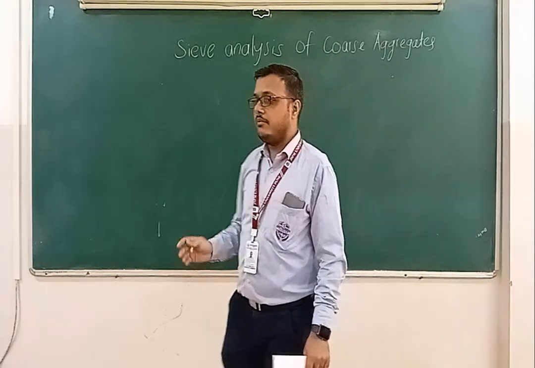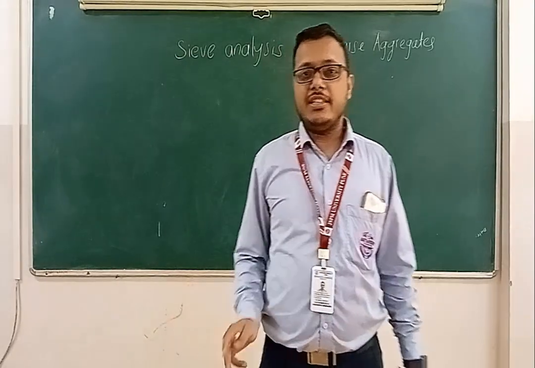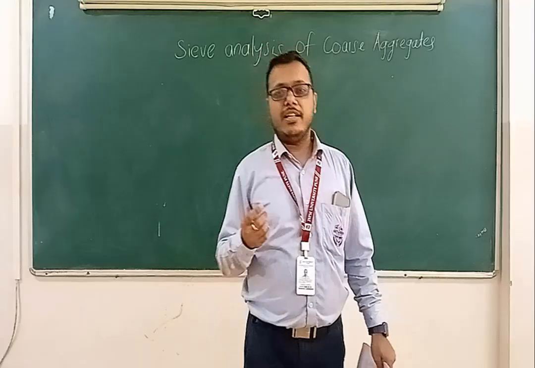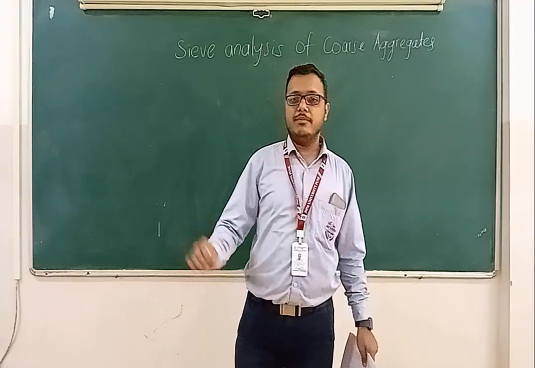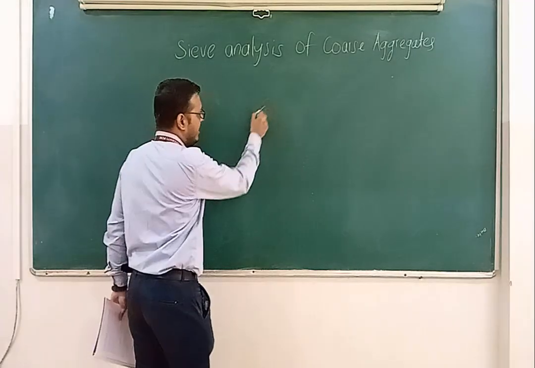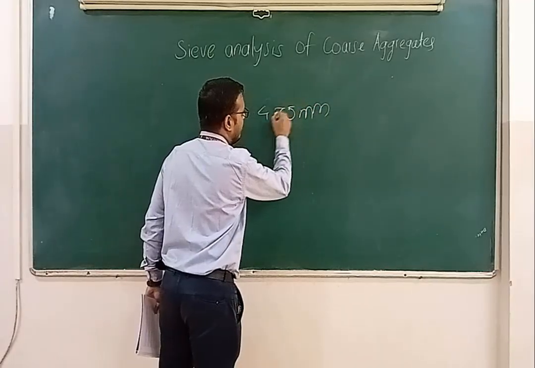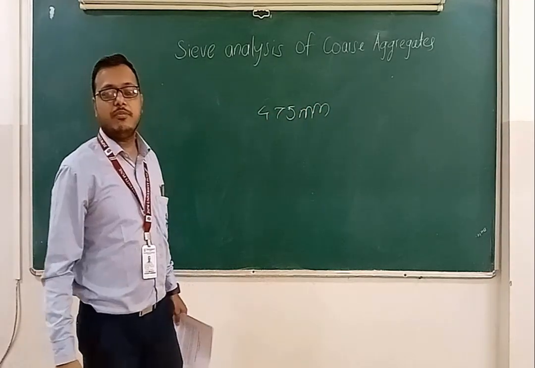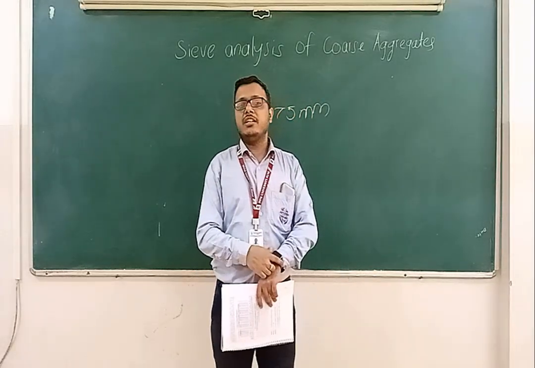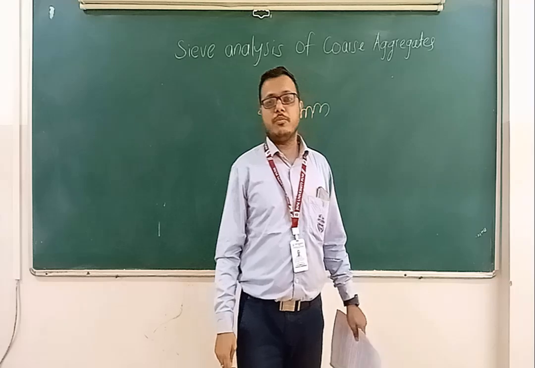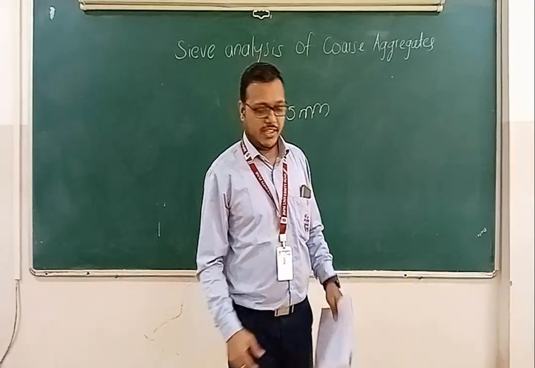So what is the meaning of the coarse aggregate? If you look at the aggregates, there are two types of aggregate. One is fine aggregate and second is coarse aggregate. So how to differentiate between them? The important size is 4.75 mm. Aggregates whose size is more than 4.75 mm are classified as the coarse aggregate, while the size lesser than 4.75 mm is classified as the fine aggregates.